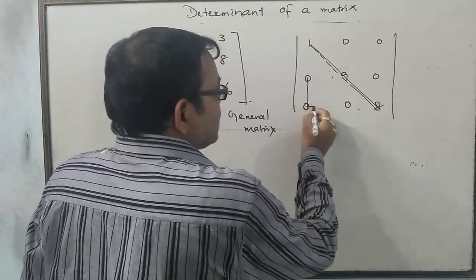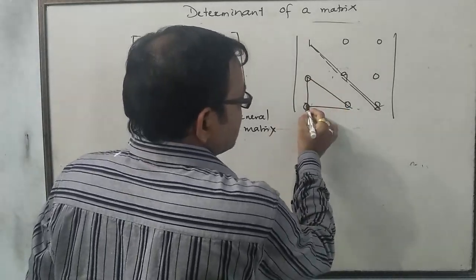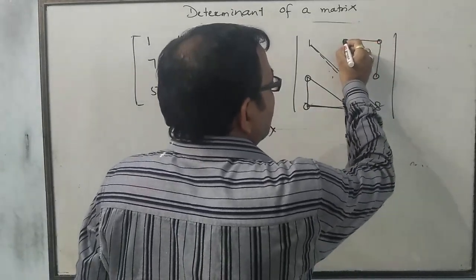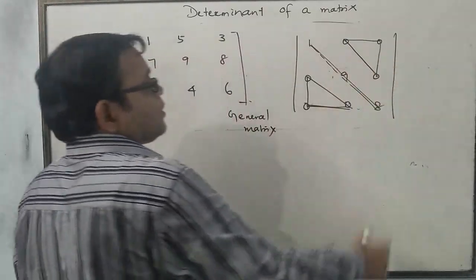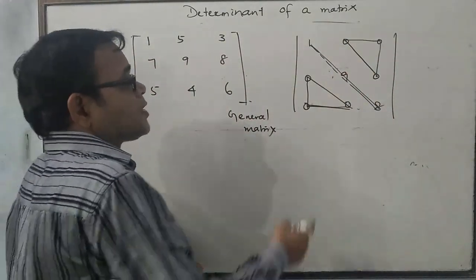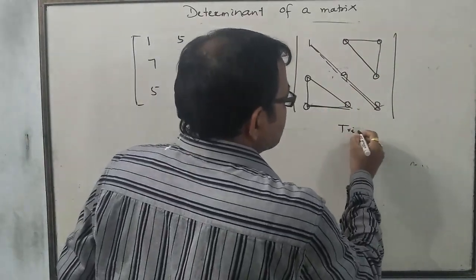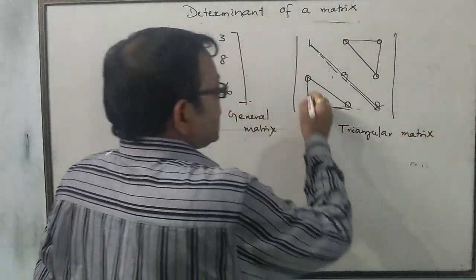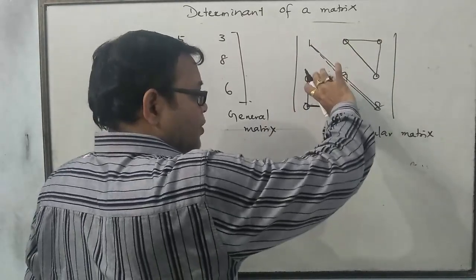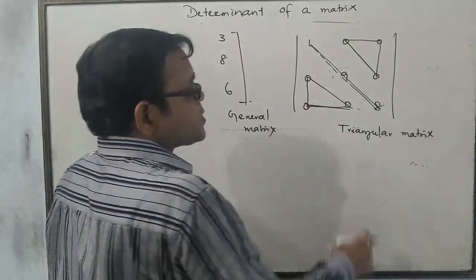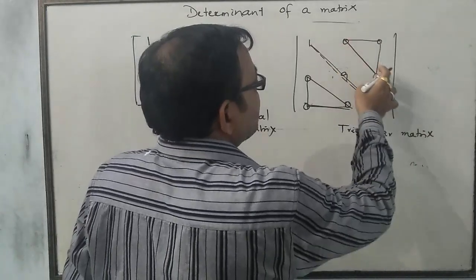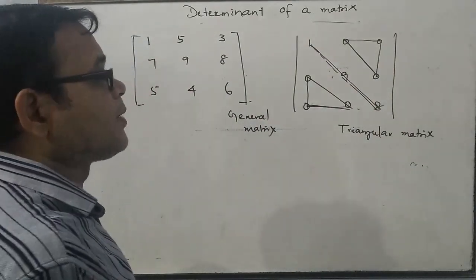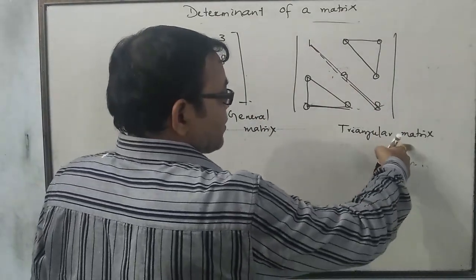If the entries below or above the leading diagonal are 0, then you can say it is a triangular matrix. Again, if the entries below the leading diagonal form a triangle having 0, 0, 0, or the entries above form a triangle having 0, 0, 0, then you can say it is a triangular matrix.